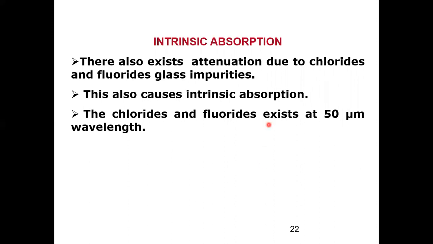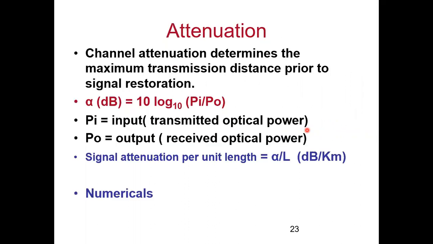Also, by chance, some chloride and fluoride glass impurities are present. That also can cause intrinsic absorption. Chlorides and fluorides exist at 50 micrometer wavelength, but we usually don't operate at 50 micrometer wavelength. These facts and figures were added from when they were testing the fiber at each particular wavelength. But since we don't operate at 50 micrometer, this problem of chloride and fluoride glass impurities is ruled out. See, the last formula you can write, because my lecture as such ends at 1:15.